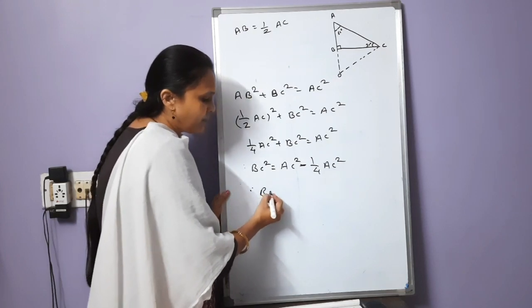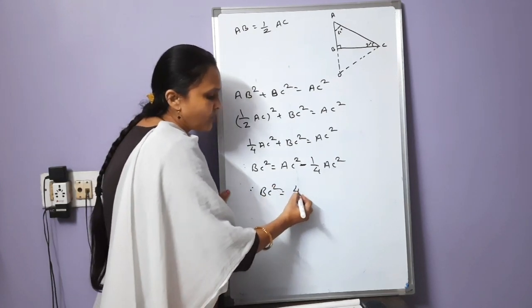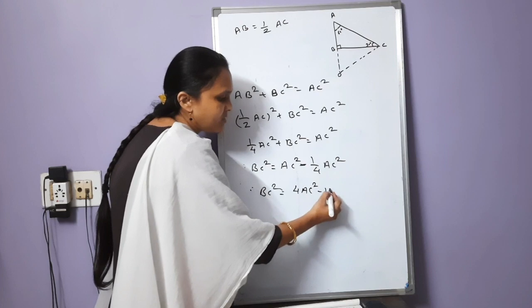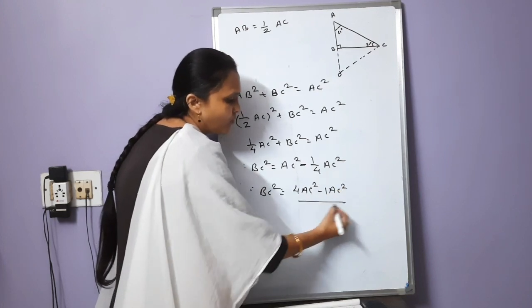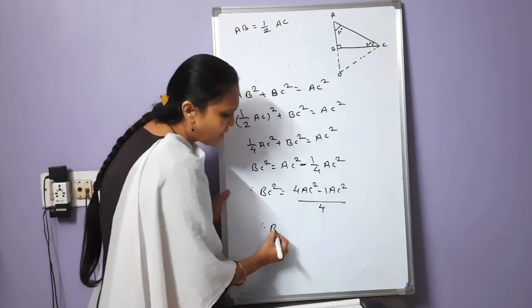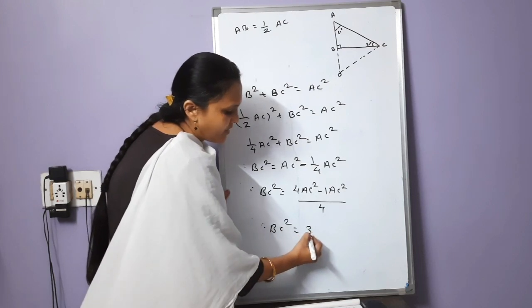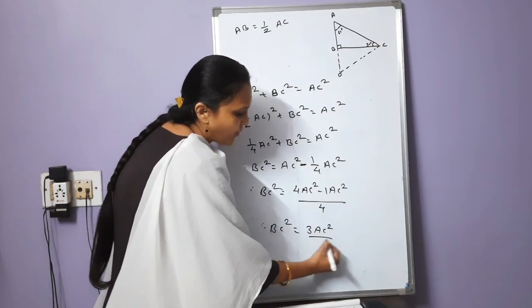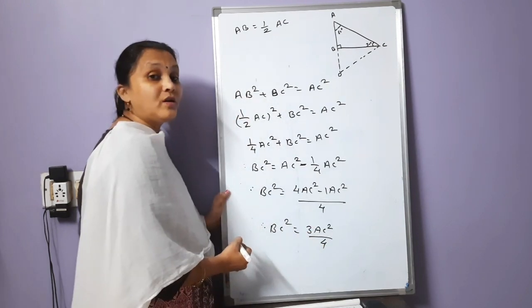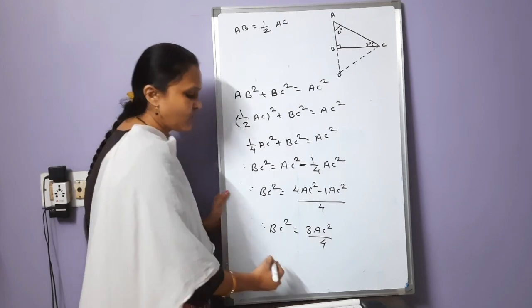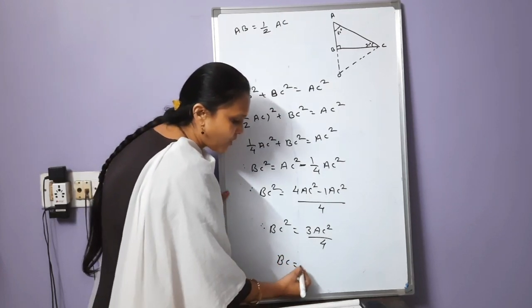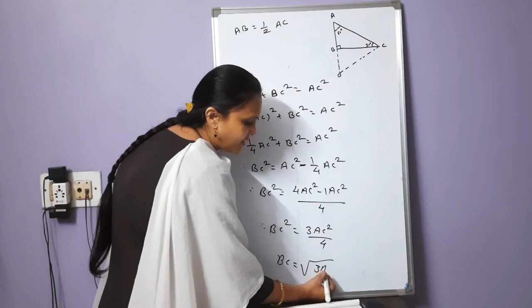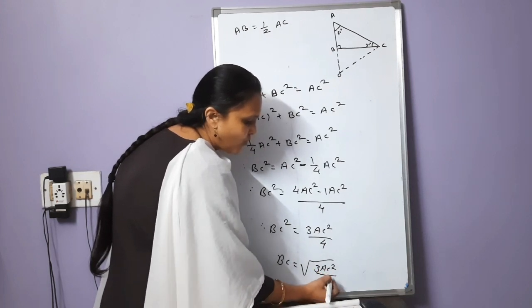Therefore what we will get? BC square equals 4 AC square minus 1 AC square upon 4. Therefore what will be remaining? BC square equals 3 AC square upon 4. Now we want the answer of BC, so here we are taking the square root. Therefore BC equals the square root of 3 AC square upon 4.